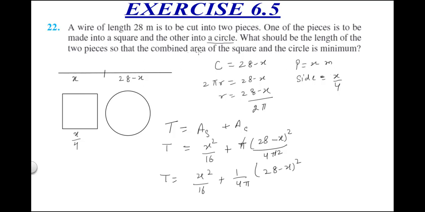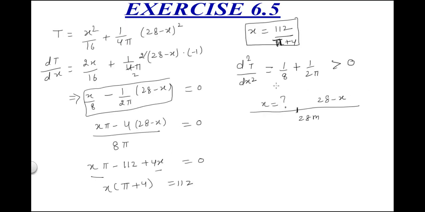Now we had to prove that the combined area of the square and the circle is minimum. So what should be the length of this piece or these two pieces so that the area is minimum? For this we had to prove the second order derivative of area is greater than 0. So we have done that. Clear? Now let us go to another question.